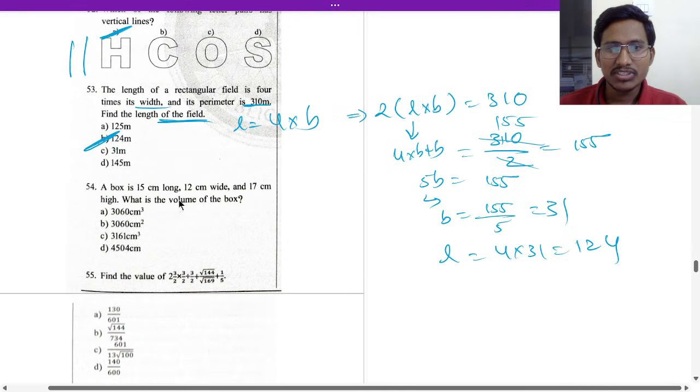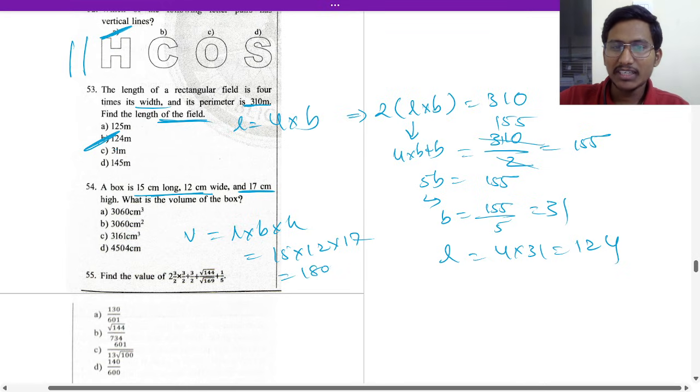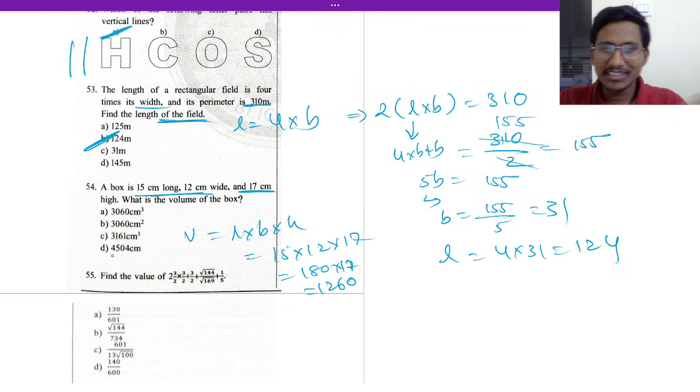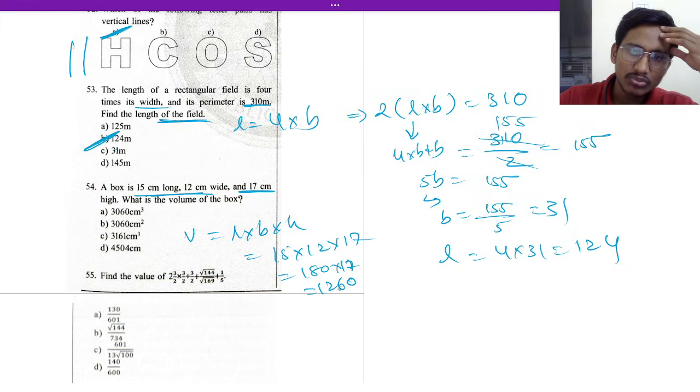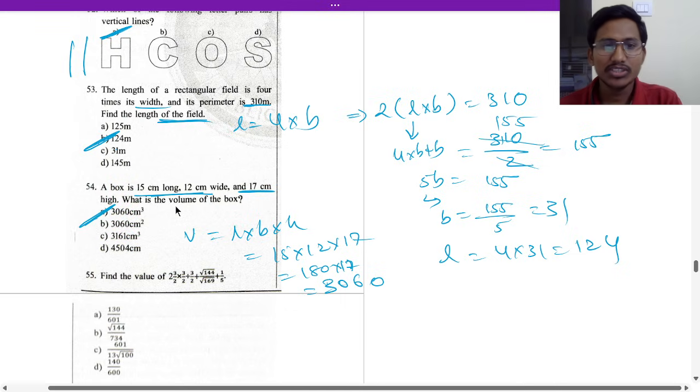54 here. A box is 15 meter long and 12 centimeter wide and 17 centimeter high. What is the volume? Volume is length into breadth into height. So if you multiply 15 into 12 into 17. 15 12s are 180. 180 into 17. So 15 into 12 into how much? That is 17. So 180 17s are, sorry, 180 17s, not 7s. So that is 3060. Answer option A is the answer here.